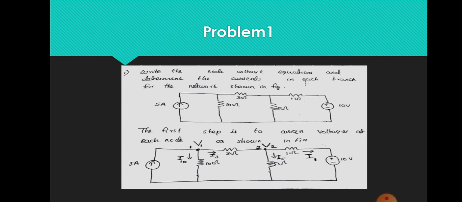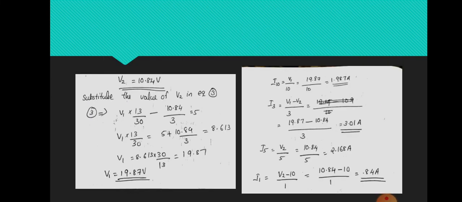I10 will be equal to V1 divided by 10, and I3 will be equal to V1 minus V2 by 3, and I5 equal to V2 divided by 5, and I1 will be equal to V2 minus 10 by 1. So we can simply substitute the values. So that is given here. I have written the equations.